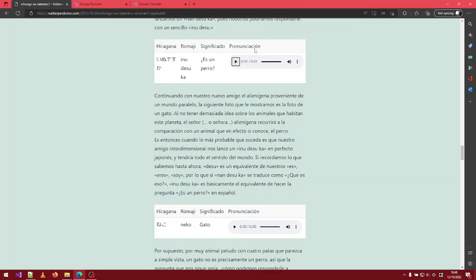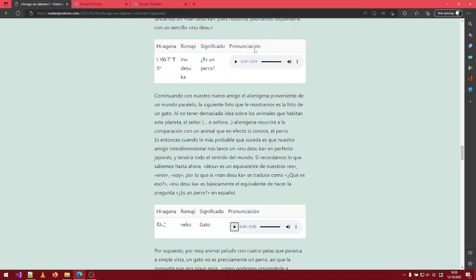Okay, the first step to answer this question is to know how do we say cat in Japanese. Cat is basically 猫, neko. It's neko, right? 猫, neko.